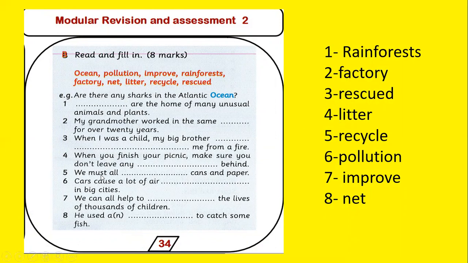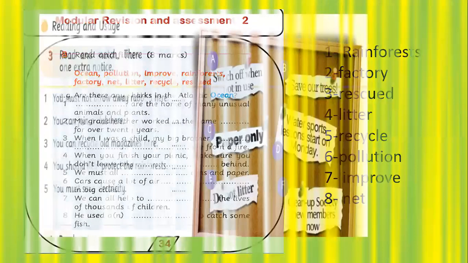Number 5, we must all what? Cans and paper? We must recycle. Number 6, cars cause a lot of air pollution in big cities. Number 7, we can all help to what? The lives of thousands of children to improve. Improve means make better. And number 8, he used a what? To catch some fish. He used a net to catch some fish. So these are the questions and these are the answers. You need to revise them.